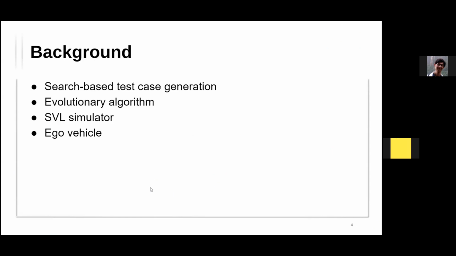So before we talk about the content of the paper, we need to discuss some background terms as well. Previously, in the previous paper discussion, I believe I've already covered the terms for search-based test case generation as well as the evolutionary algorithm. So we'll just skim over these. There are 2 new terms here relevant only to this paper, which are the SVL simulator and the ego vehicle, which I'll discuss later as well.